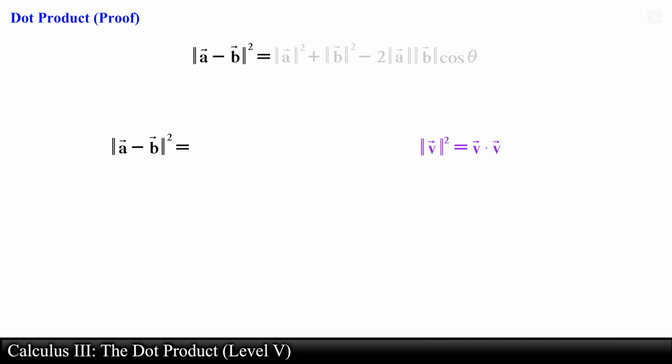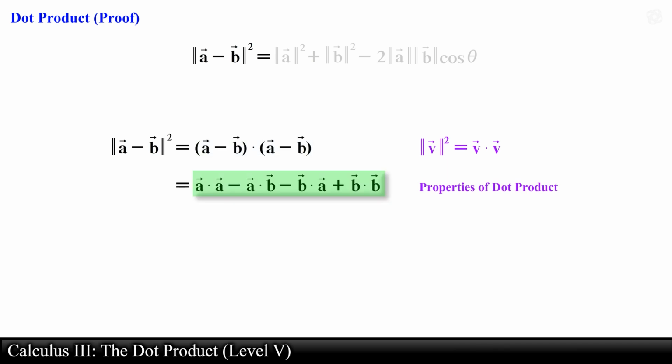Using the dot product properties, we can rewrite the magnitude of vector A minus vector B squared into the quantity of vector A minus vector B dotted with itself. Then we go ahead and multiply the vectors just the way you multiply polynomials. Doing that, we obtain the following expression.